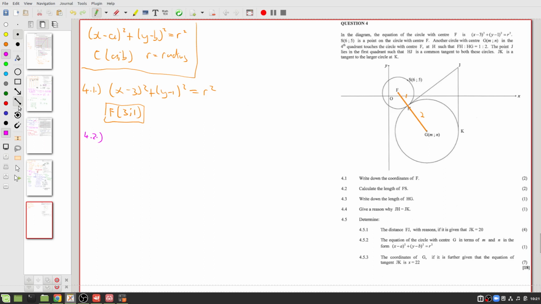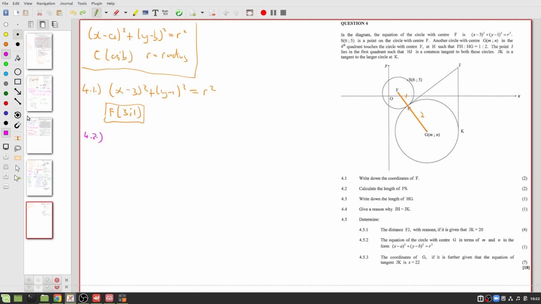So let's draw it like this. If we want FS, let me draw that again. We can just use Pythagoras to find that. We draw a straight line down, connect it here, and then we have a little right-angled triangle. Just try and draw a right angle there. In the right-angled triangle, the difference between the x values squared plus the difference between the y values squared equals the hypotenuse squared. So that's where the formula comes from.